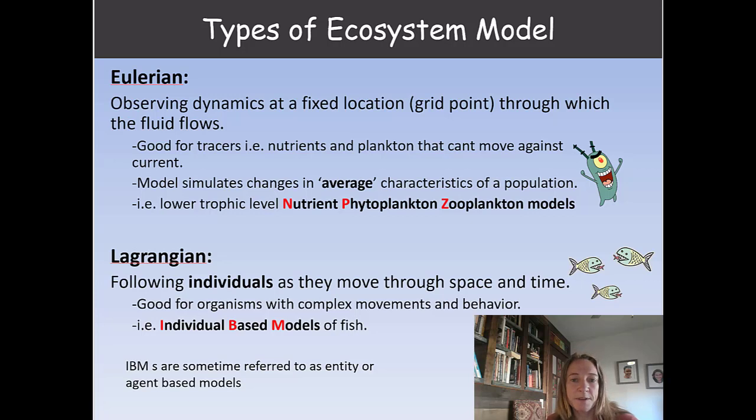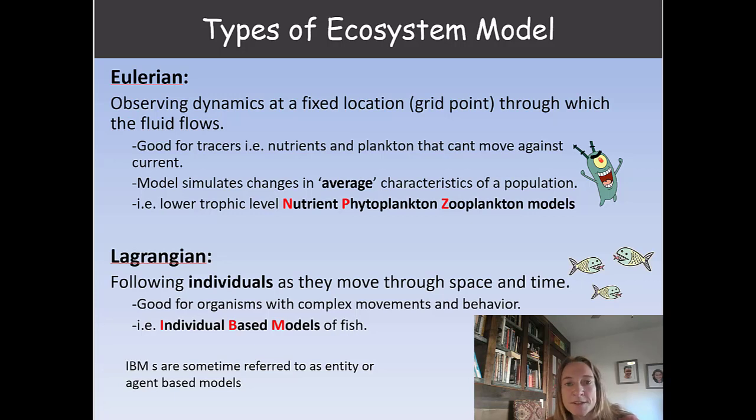So there's two types of ecosystem model that I want to introduce you to today. The first we call an Eulerian model. This is where we're observing or simulating dynamics of our ecosystem at a fixed location or grid point through which the fluid flows. You can think of this as sitting at the end of a long jetty or pier, and you have your bucket and you dip it in and you're periodically sampling the water and looking at its qualities. So you are not moving, but the water and whatever's in the water is moving past you. This kind of model is simulating changes in average characteristics of a population.